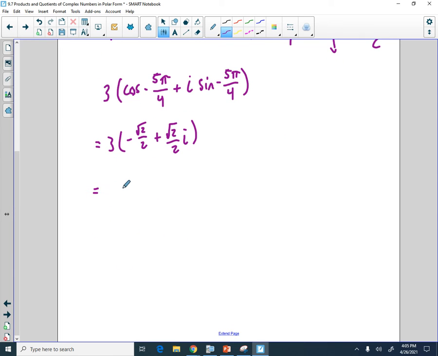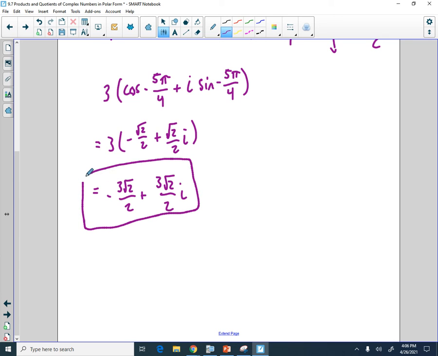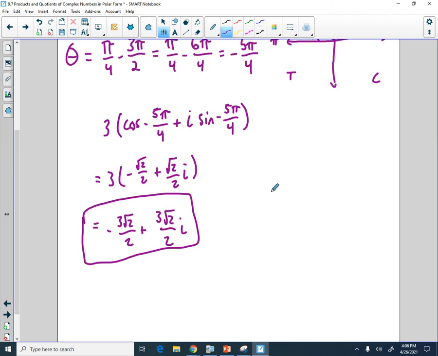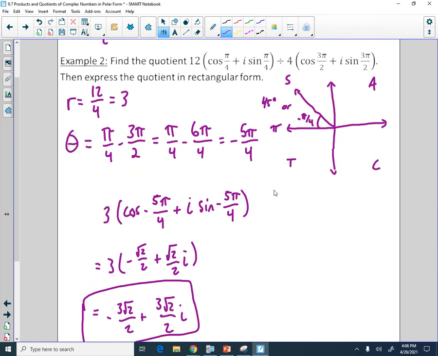And then we just distribute that 3, so we get negative 3 square roots of 2 over 2 plus 3 square roots of 2 all over 2 i. That would be in rectangular form, just evaluating that sine and cosine. And that's how you divide them.